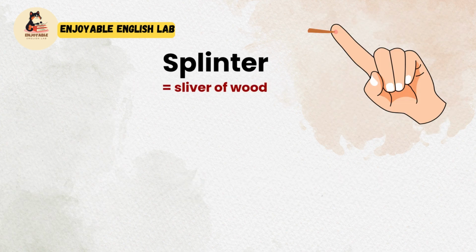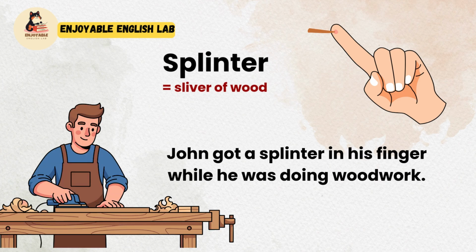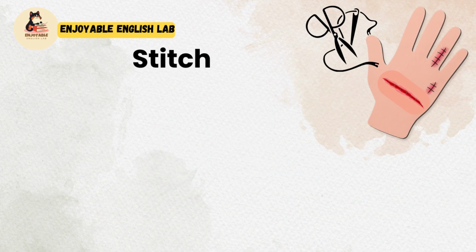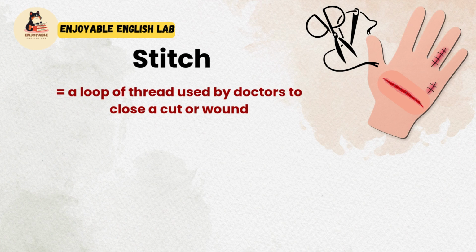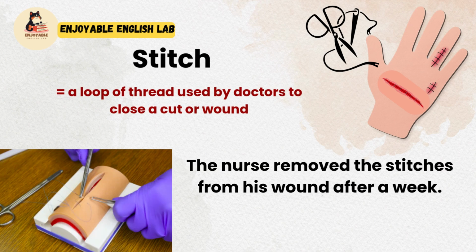Splinter. A splinter is a sliver of wood. For example, John got a splinter in his finger while he was doing woodwork. Stitch. A stitch is a loop of thread used by doctors to close a cut or wound. For example, the nurse removed the stitches from his wound after a week.